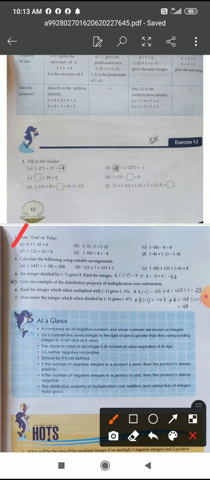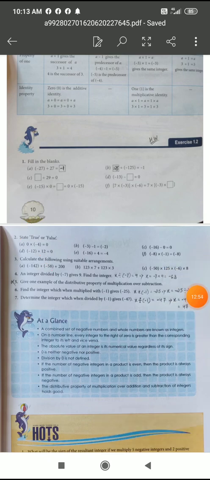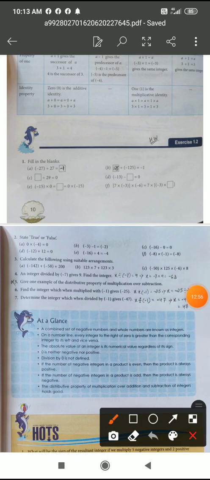Then, calculate the following using suitable arrangements. Number three. First we arrange the numbers properly, then we solve. For example, A, minus 142 plus minus 58 plus 200. If children, we first add these two numbers, then we can easily solve. Okay. Like this you see B and C.